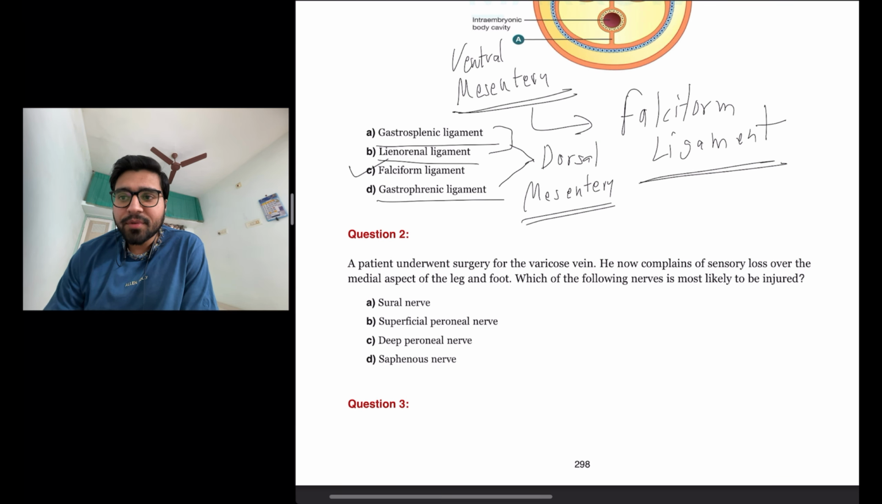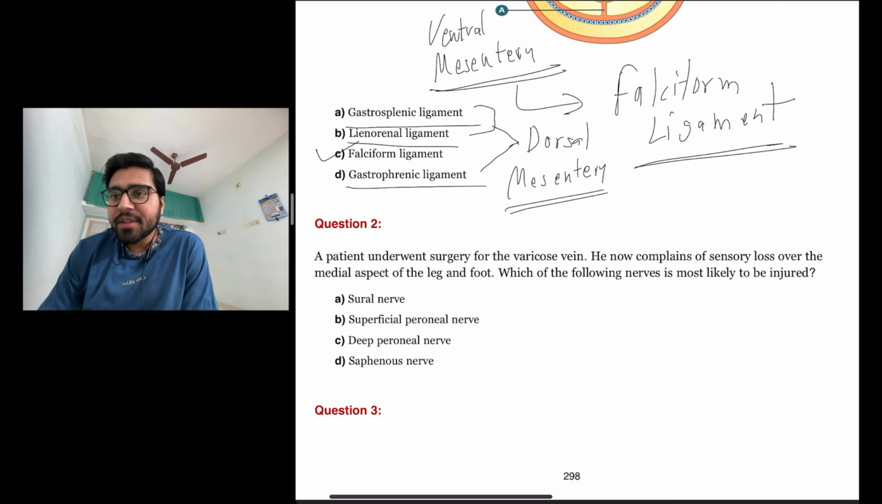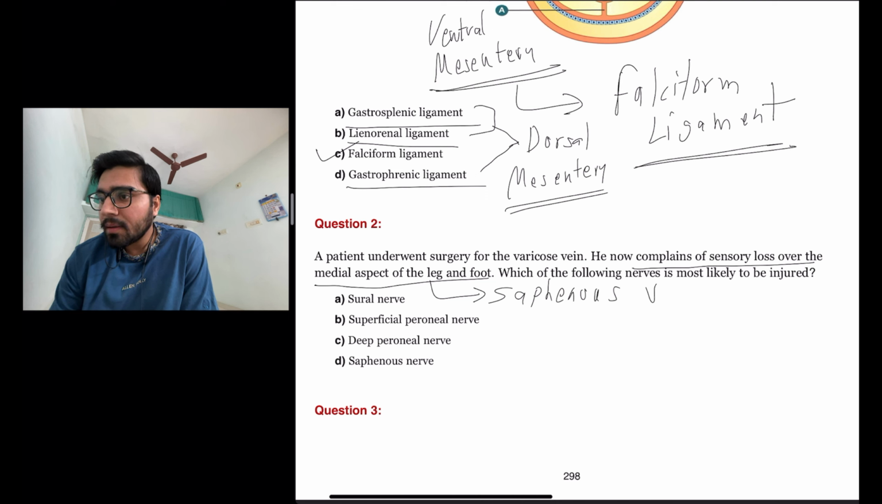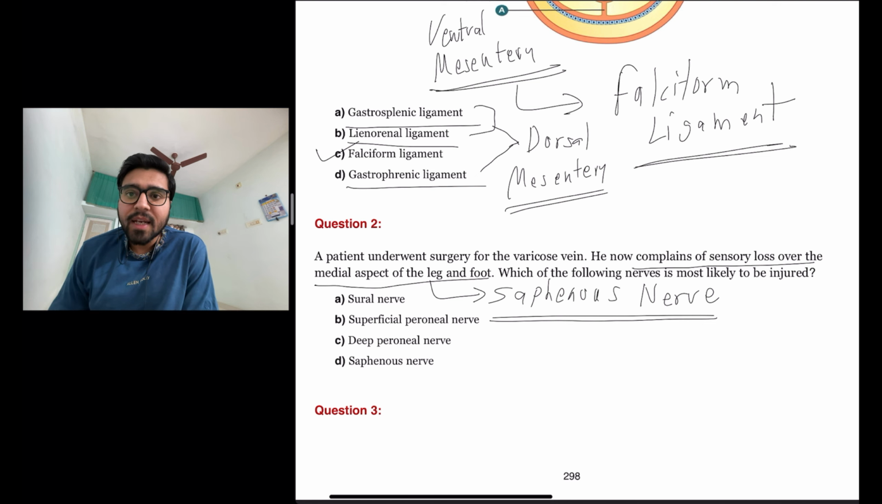Let us move on to the next question. A patient underwent surgery for the varicose vein. He now complains of sensory loss over the medial aspect of the leg and foot. Which of the following nerves is most likely to be injured? See, there is a complaint of sensory loss over the medial aspect of leg and foot. Medial aspect of leg and foot is actually supplied by one nerve that is known as saphenous nerve. So saphenous nerve is the nerve that is most likely to be injured in this case. So the answer here is D, saphenous nerve.